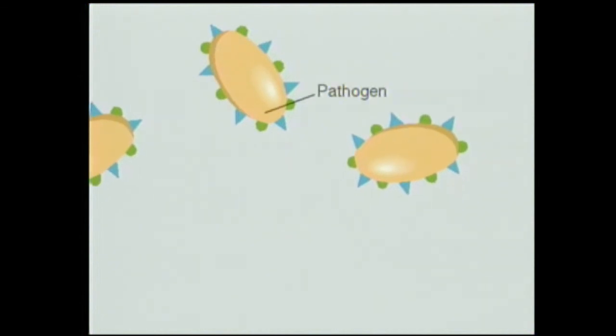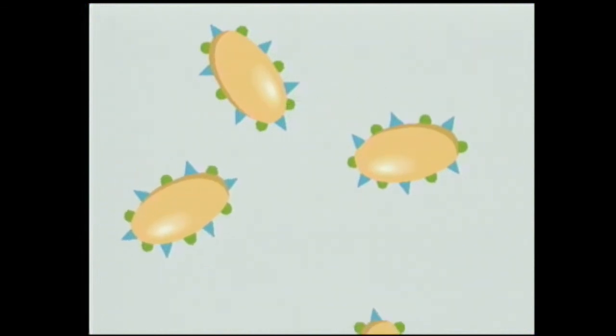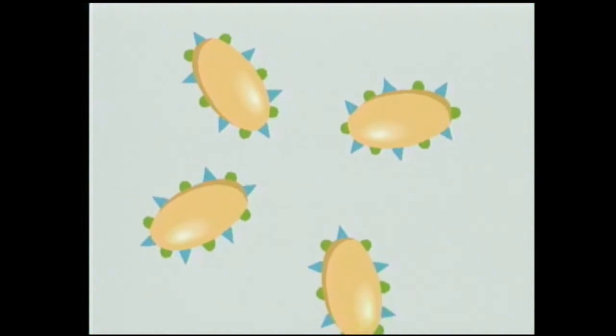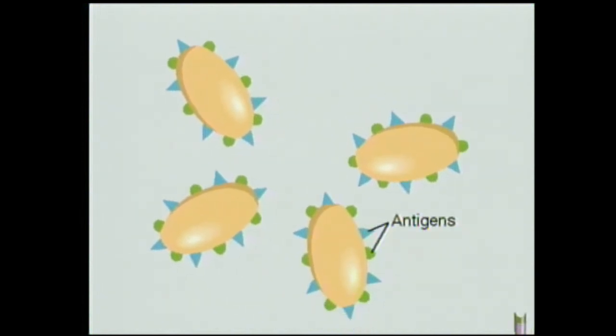A virus or organism that causes an infectious disease is called a pathogen. The body's immune system recognizes a pathogen as foreign because of molecules on the pathogen's surface. These molecules are called antigens.